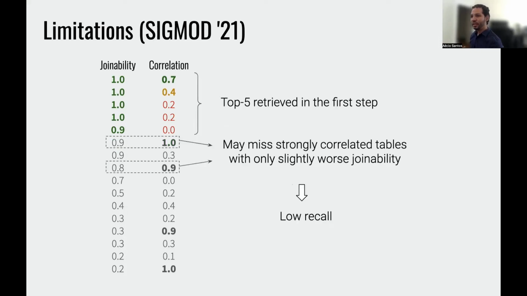And another issue is that in practice, if there are too many joinable tables, we may need to only retrieve the top, let's say, top n joinable tables, and then estimate correlations on the top n candidates, right? And this actually may lead us to miss some strongly correlated tables that have only a slightly worse joinability, right? In this case here, you can see that there is one table that has 0.9 joinability score, but it has perfect correlation. And it probably is better than the 5th or 6th ranked position in this list.